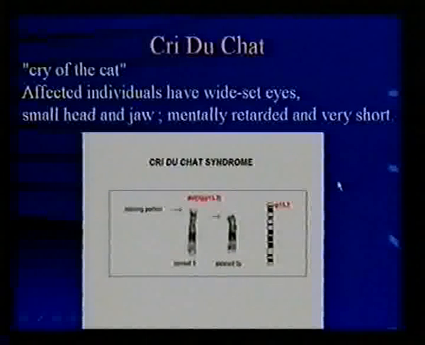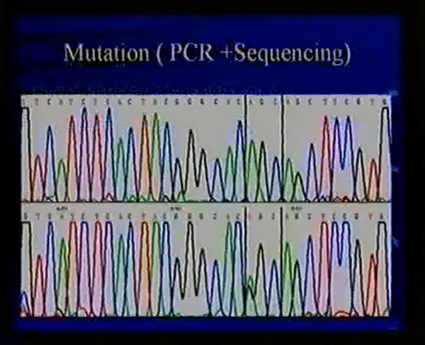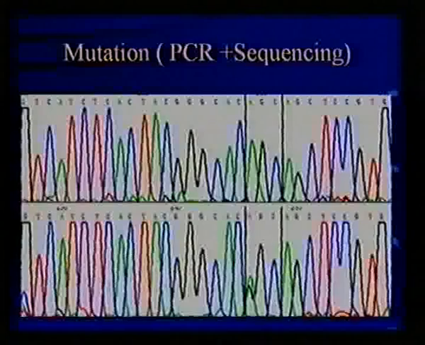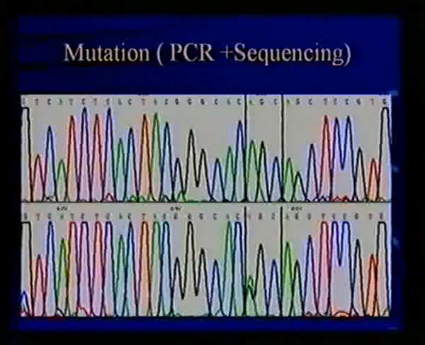Again, another disease is the cri-du-chat syndrome. These patients have typical facial abnormalities. They have a typical cry, described as the cry of a cat, and they have deletions in chromosome 5. Again, we have the chromosomal abnormalities which can be detected by karyotype. We have the gene deletions which can be detected by the FISH technique for particular syndromes.